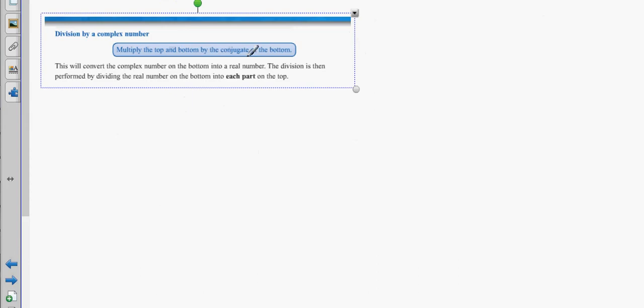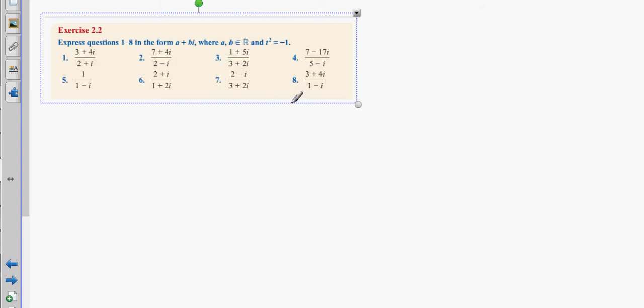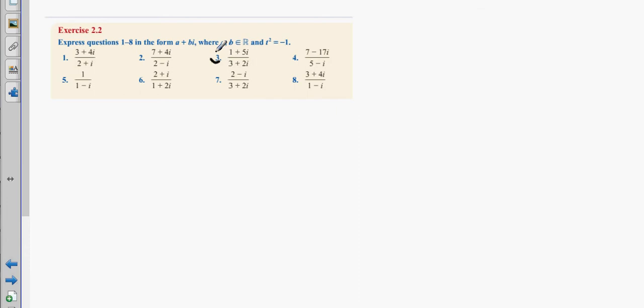Now, division of a complex number. When you're dividing a complex number, multiply the top and the bottom by the conjugate of the bottom. This will convert the complex number on the bottom to a real number. Then the division is performed by dividing the real number on the bottom into each part of the top. Let me give you an example. An example will be question 3.